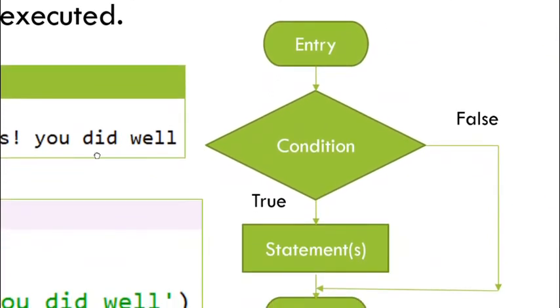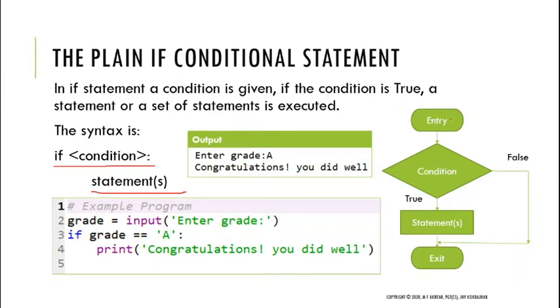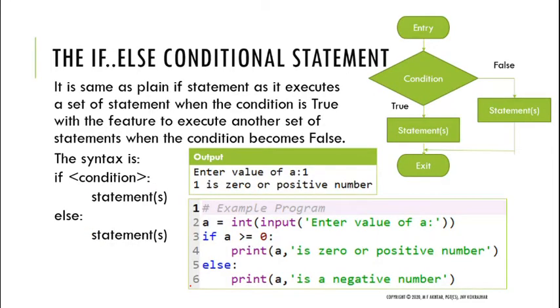If you want to understand it more, see the flow chart also. Here first we enter into the conditional if statement, then it will check the condition. If it becomes true, then its statements are executed and it comes out of the if statement. Otherwise, if the condition becomes false, it does nothing and just comes out of the if statement. If there are more statements, it will execute them and continue executing the program, or it will end the program.